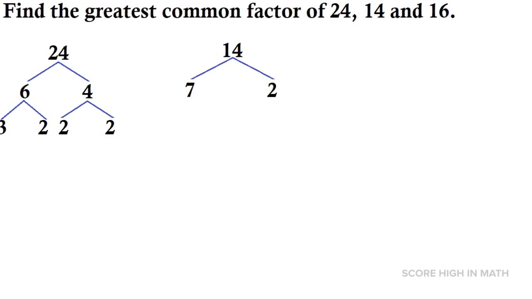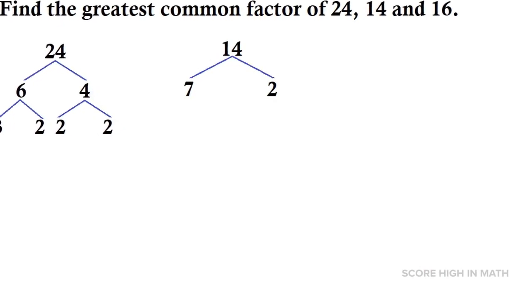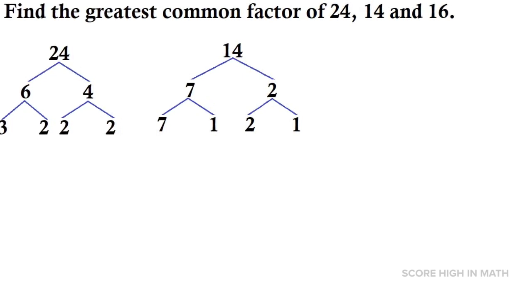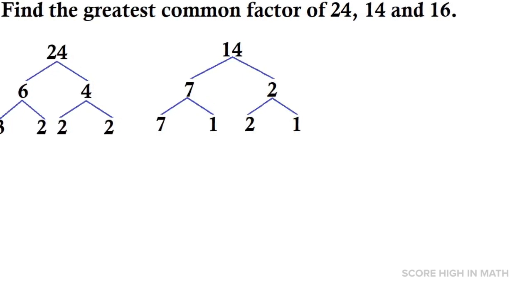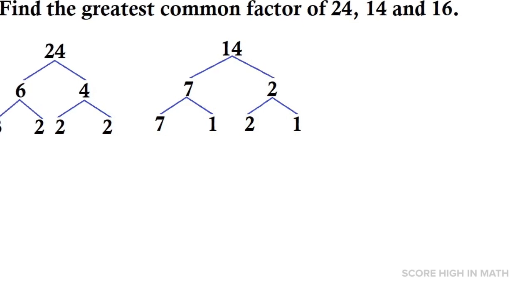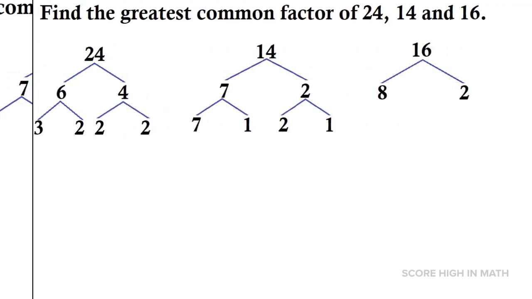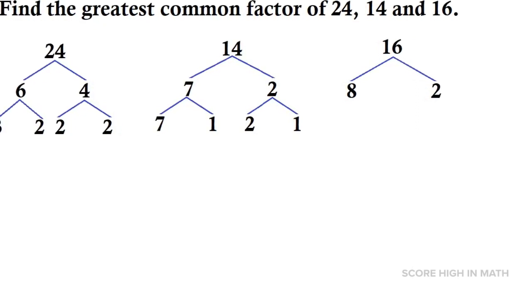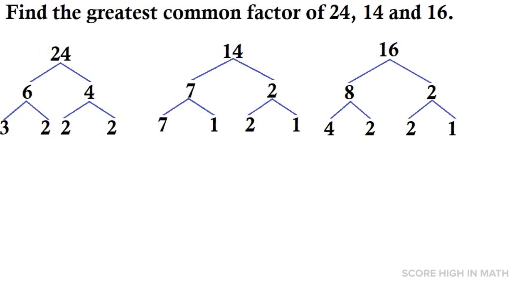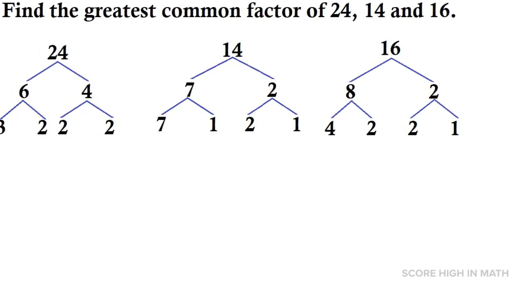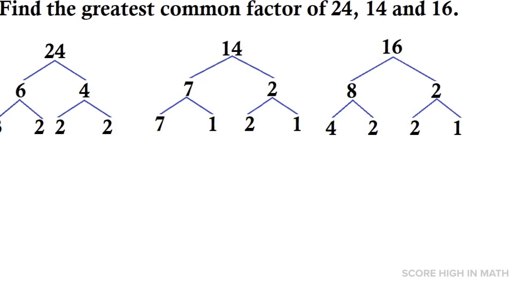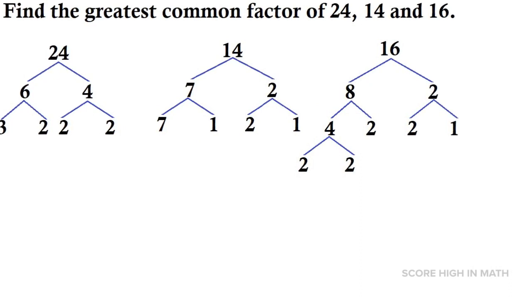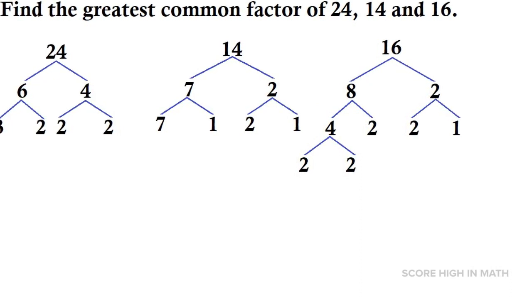Let us move to number 14. The factors of 14 are 7 and 2. And the factors of 7 are 7 and 1, while 2 is 2 and 1 only. These are prime factors already. Now, let us work on number 16. The factors of 16 are 8 and 2. The factors of 8 are 4 and 2, while the factors of 2 are 2 and 1. 4 is not a prime factor, so we are going to look for the prime factors of 4. It is 2 and 2.